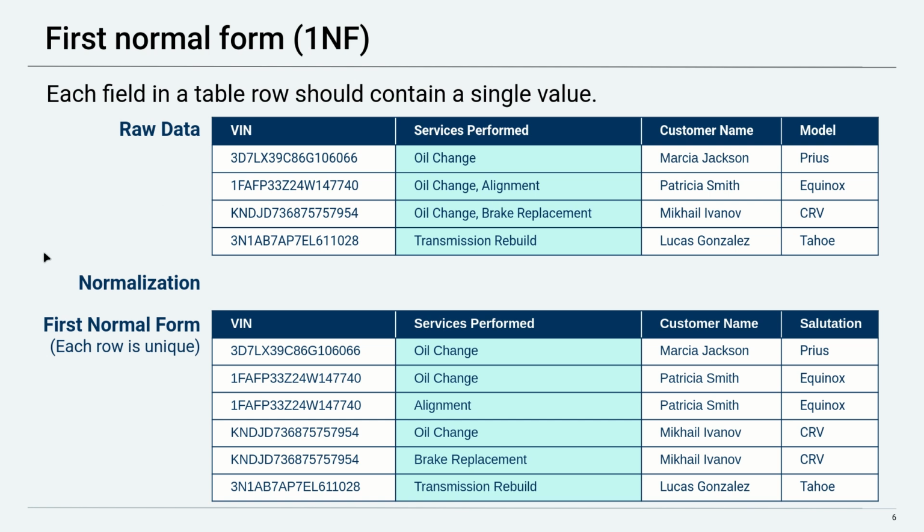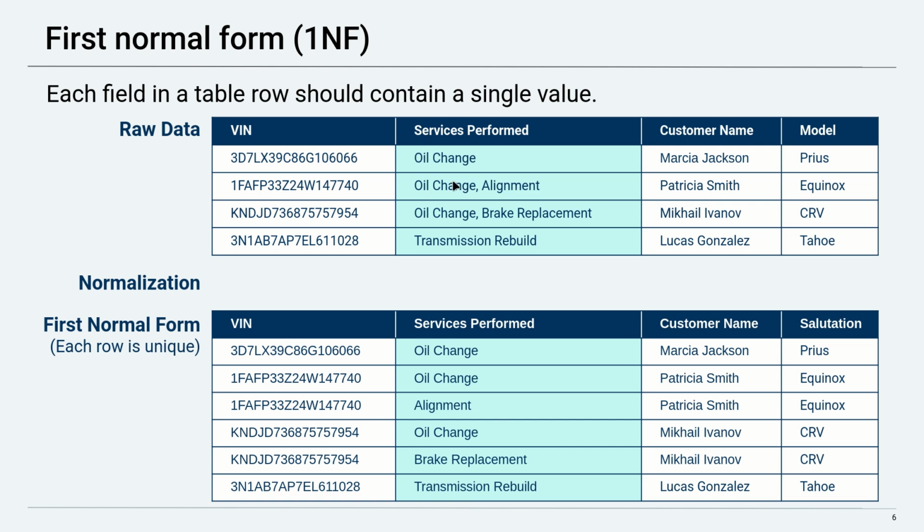Now, the first normal form, like I said, the easiest one, is that every table row contains only one value. Every field in every column, in every row. So if we look over here at the 2nd row in the raw data, we say that Patricia had 2 services performed on her Equinox. Well, in this services performed column, there are now 2 values, oil change and alignment, and they're really separate things.